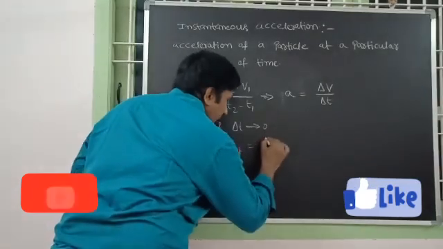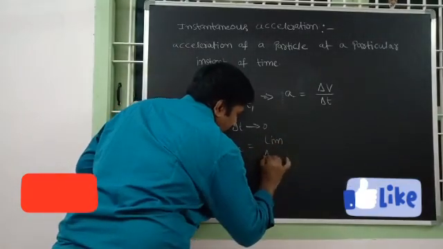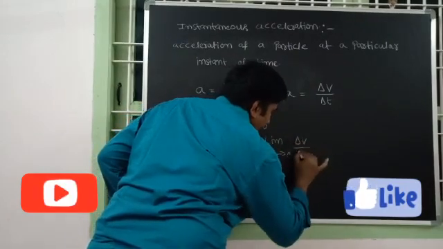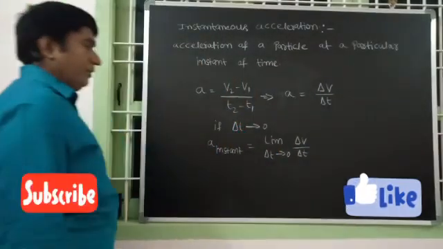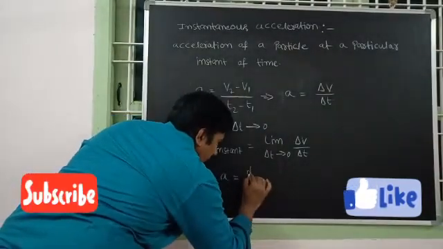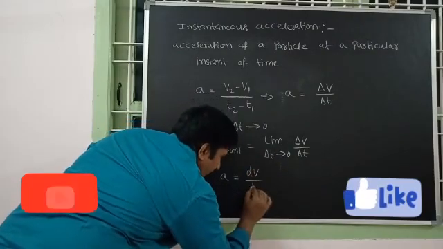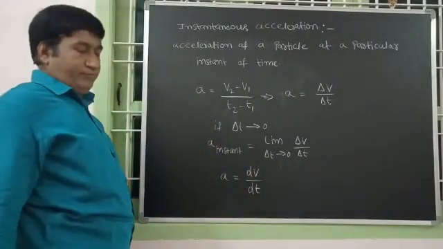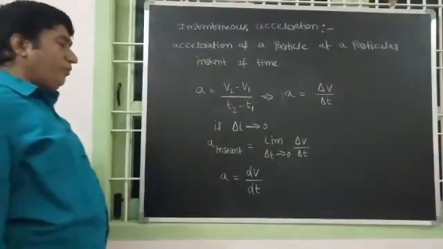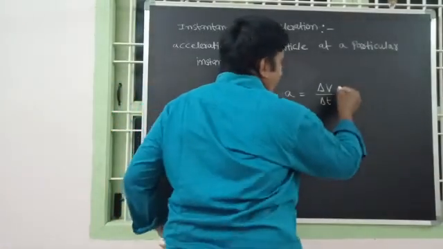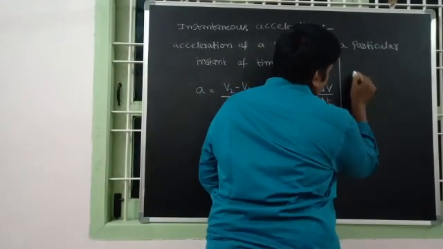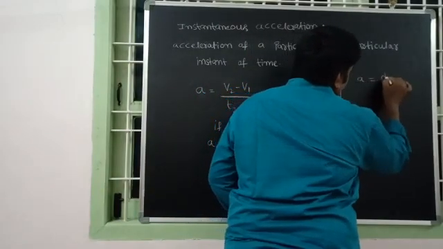we can write as limit delta t tends to 0 of delta v by delta t. That is, acceleration a is equal to dv by dt. Here dv by dt is for a small interval of time. With the help of this, I can write a is equal to dv by dt.